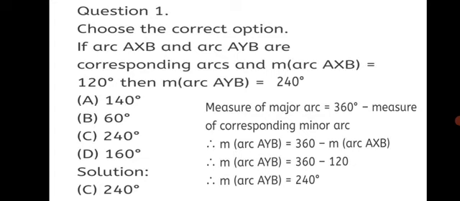Remember this formula: measure of major arc is equal to 360 minus measure of corresponding minor arc. Then you can solve the sums easily for this practice set. Only one formula you have to remember for this practice set, that is measure of major arc is equal to 360 minus measure of corresponding minor arc.